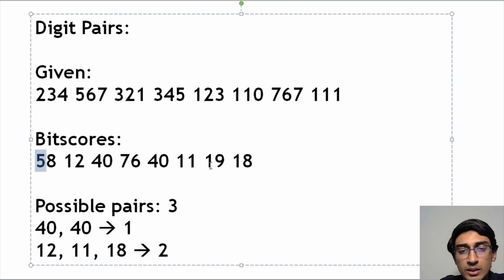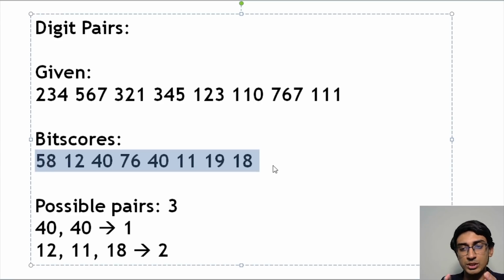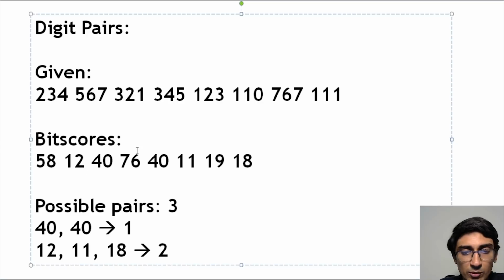Somehow we have calculated the bit scores. Just for this moment, it doesn't matter how we end up calculating them. Now that we have calculated the bit scores, the question is how many pairs are possible from these bit scores. You might be thinking, what pairs is he talking about? Like 40 is here, 40 is here, that's one pair. But how does one figure out pairs? Well, 40 and 40 is not actually the pair, though it is over here.